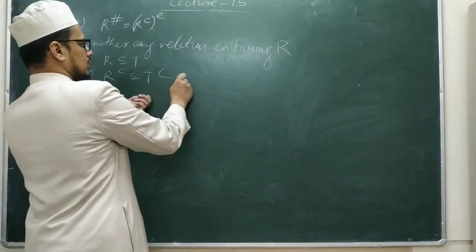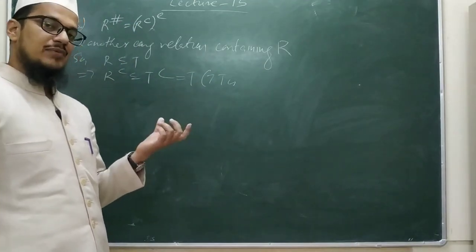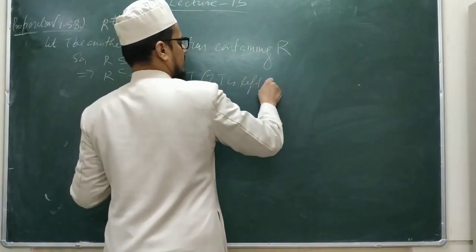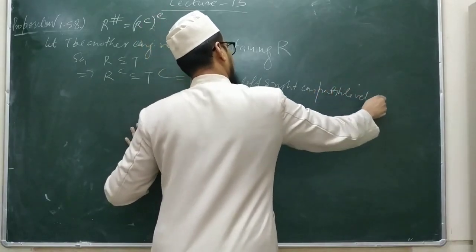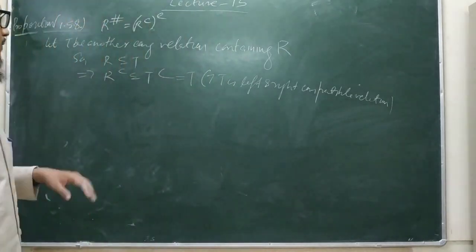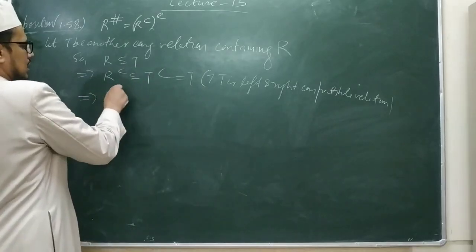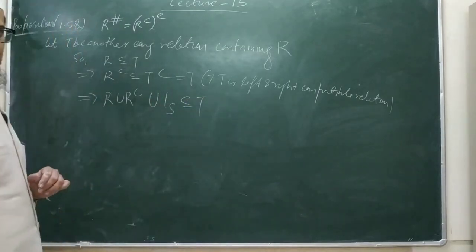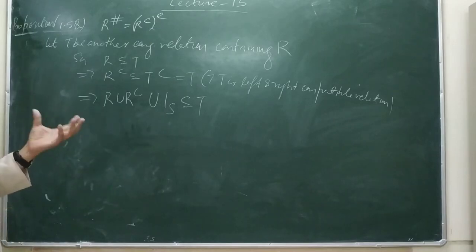And TC is equal to what? T. Since T is a congruence, T is left and right compatible. When T is left and right compatible, then TC is equal to T. Correct. So R is contained in T, RC is contained in T. It implies what? R union RC union 1s is contained in T. Correct. Basically we have to prove that RCE is contained in T.